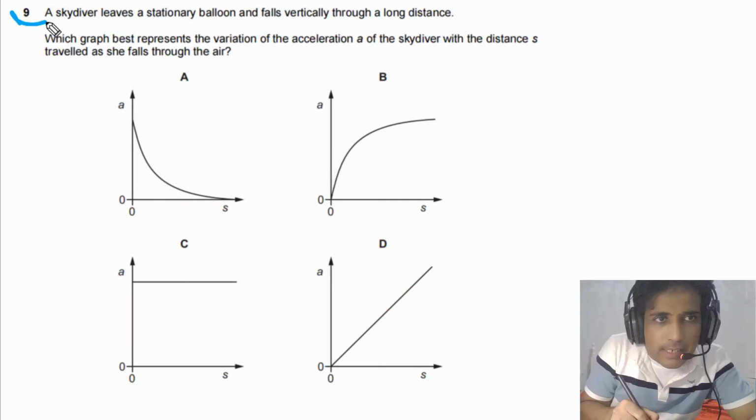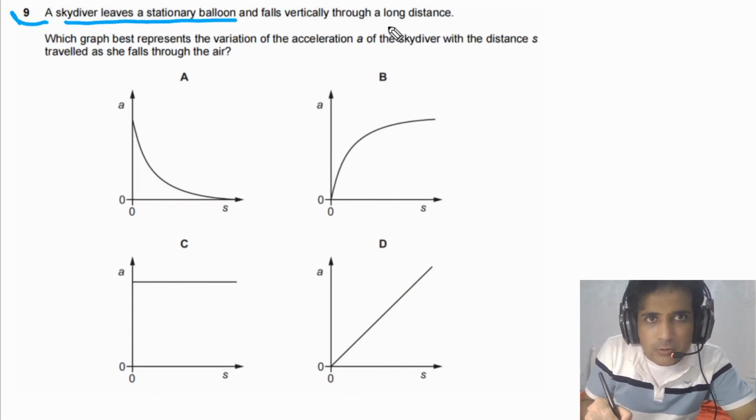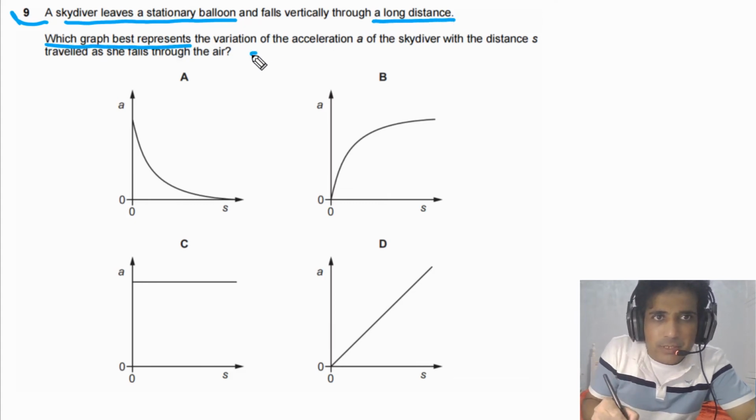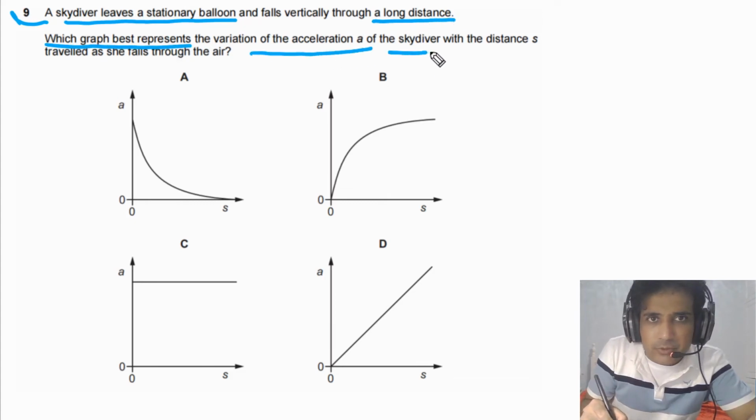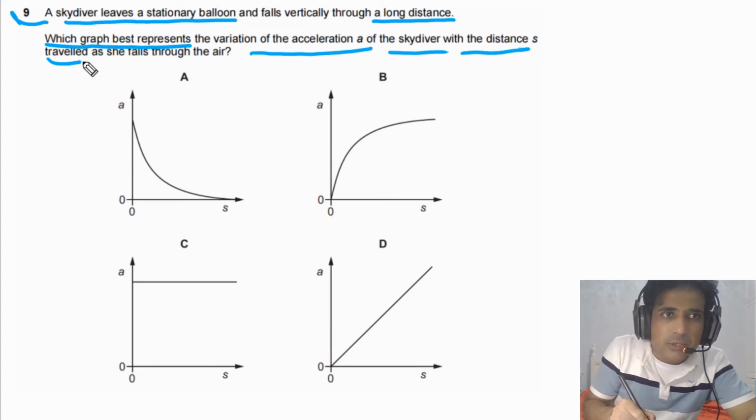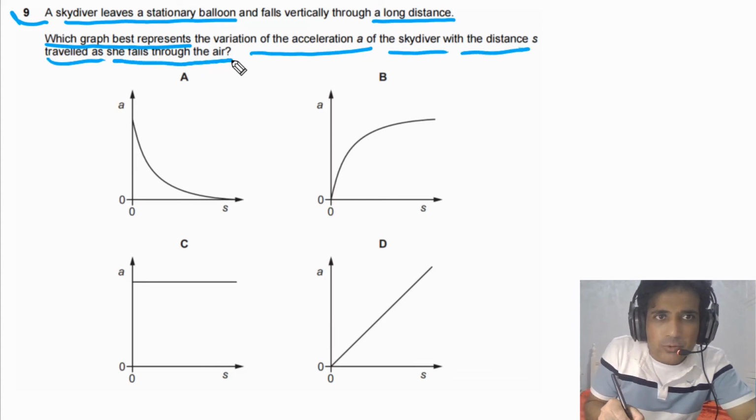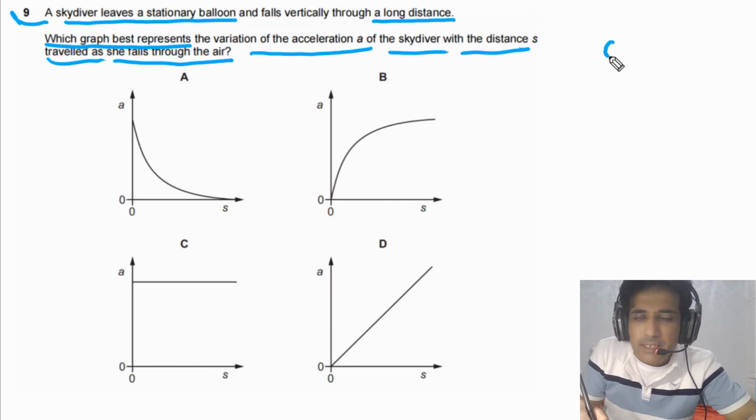For question number 9, it is given to us a skydiver leaves a stationary balloon and falls vertically through a long distance. Which graph best represents the variation of the acceleration of the skydiver with distance traveled as she falls through the air? Imagine that the skydiver is a ball.